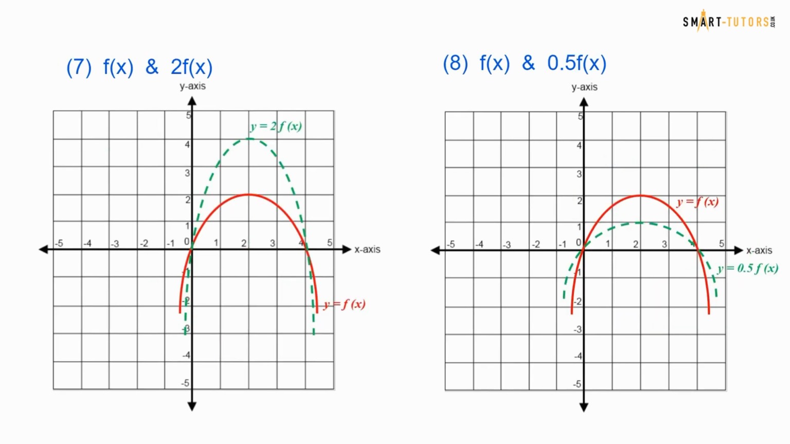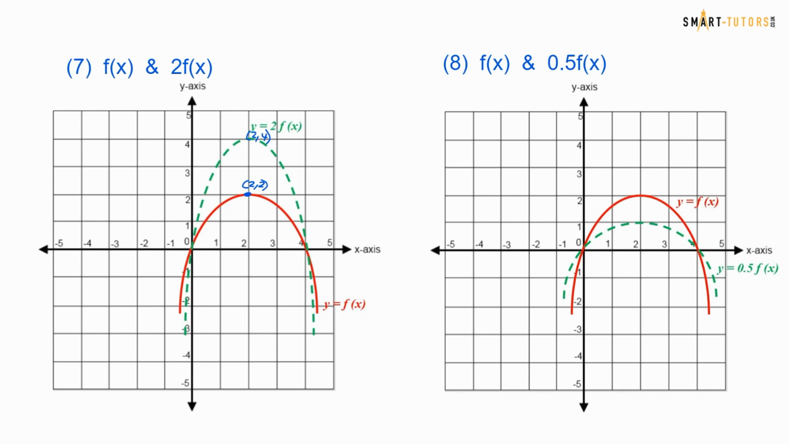Type 7, f(x) and 2f(x). f(x) and 2f(x) mean the y coordinate, here the y coordinate is 2, so (2, 2) is going to be (2, 4). The x coordinate is not changing, the y coordinate is changing by times by 2. 2 times 2 is 4. So the transformed graph is going to be the green color graph.